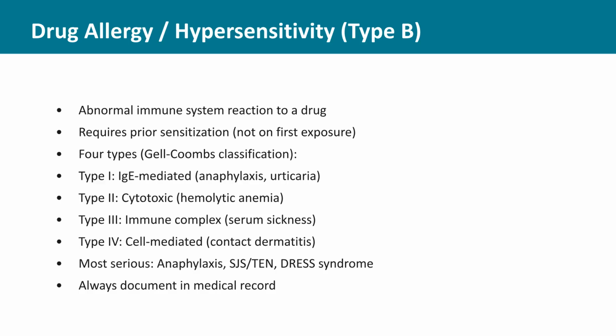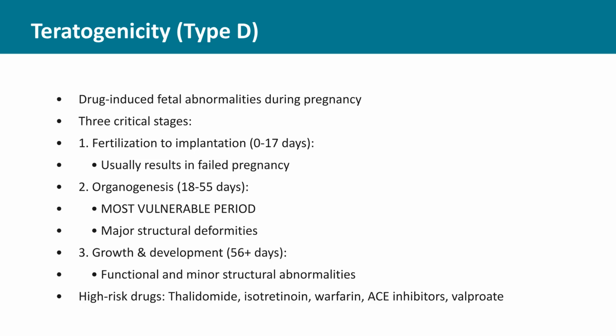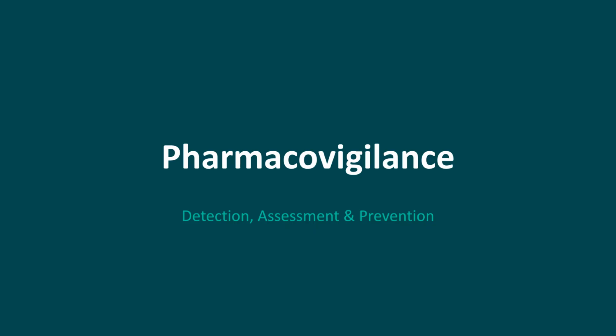Reactions are categorized into 4 types, with anaphylaxis and SJS being among the most serious. Teratogenicity, a type D reaction, involves drug-induced fetal abnormalities. The period of organogenesis, 18 to 55 days, is the most vulnerable time for major structural deformities.